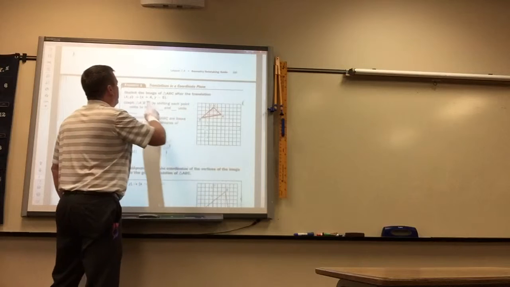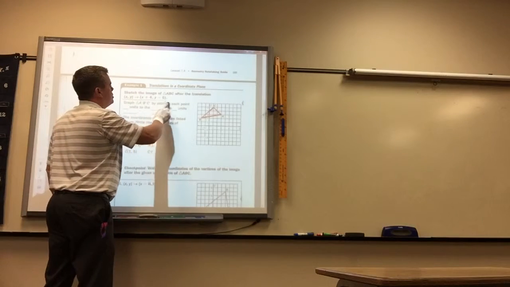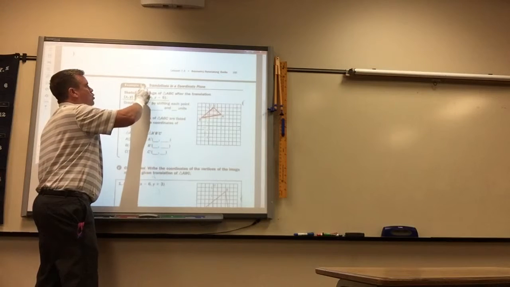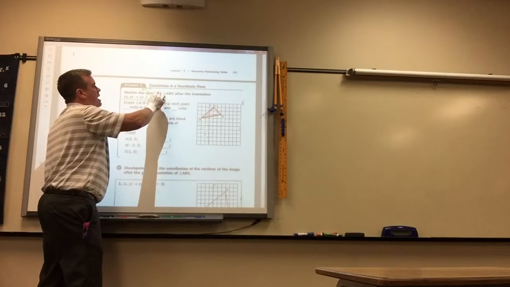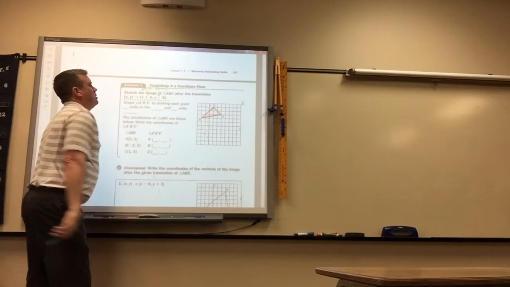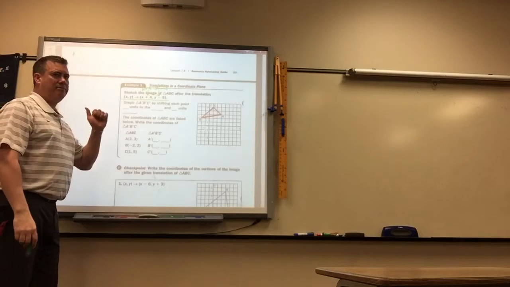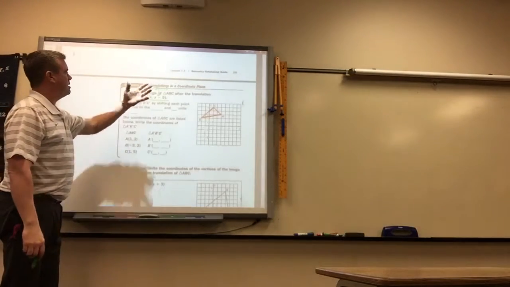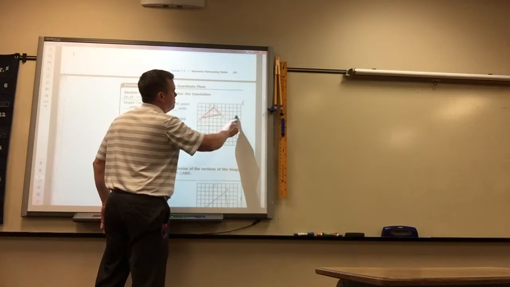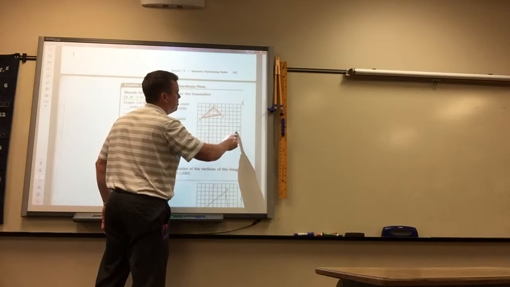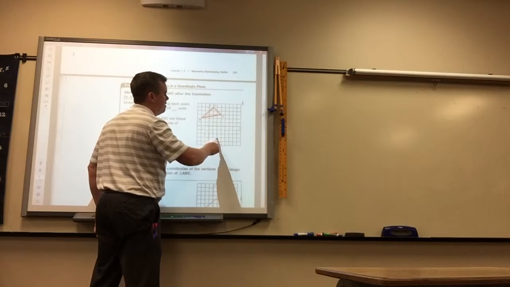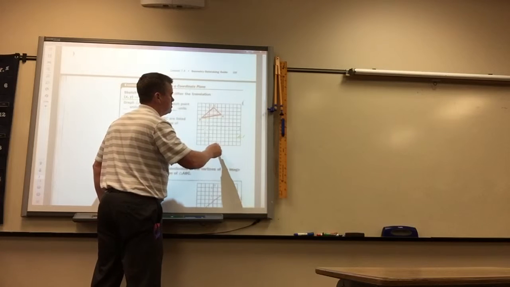Here's the original. We want to sketch the image after this translation. So all this means is x is plus 4, that means right 4. Y is minus 5, so that means down 5. Remember, negatives are left and down, positives are right and up. So you just take each point and do that. Right 4, 1, 2, 3, 4, down 5. 1, 2, 3, 4, 5.